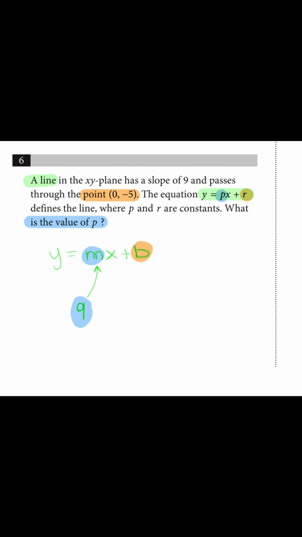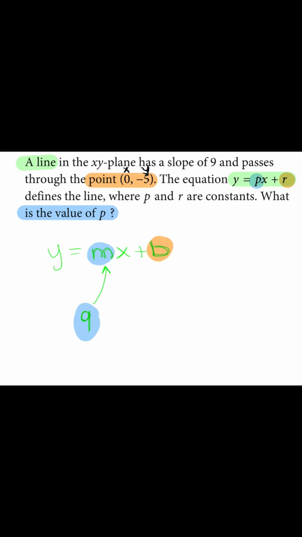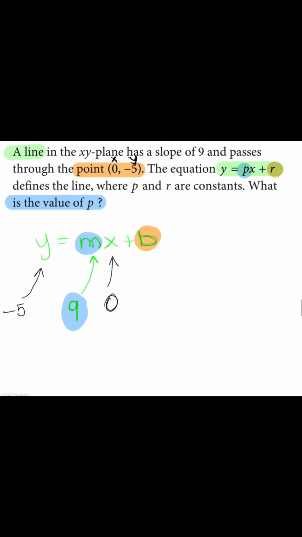So notice every point has an x coordinate and a y coordinate. So we have 0 for x and -5 for y. And then notice in our equation here, we have an x and a y. So I'm just going to go ahead and rewrite this now. So it'll be -5 is equal to 9 times 0 plus b.